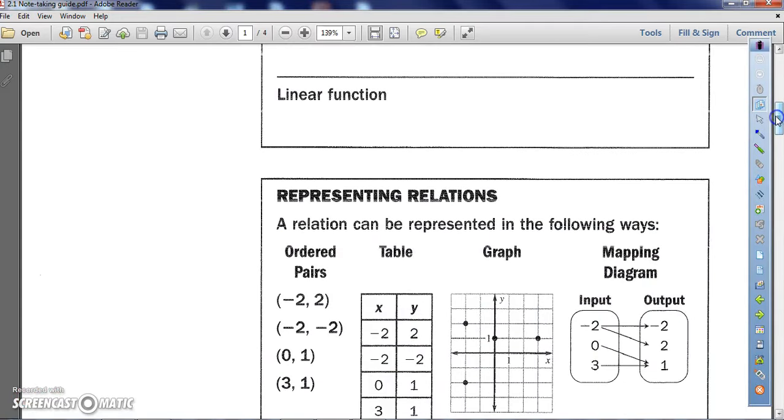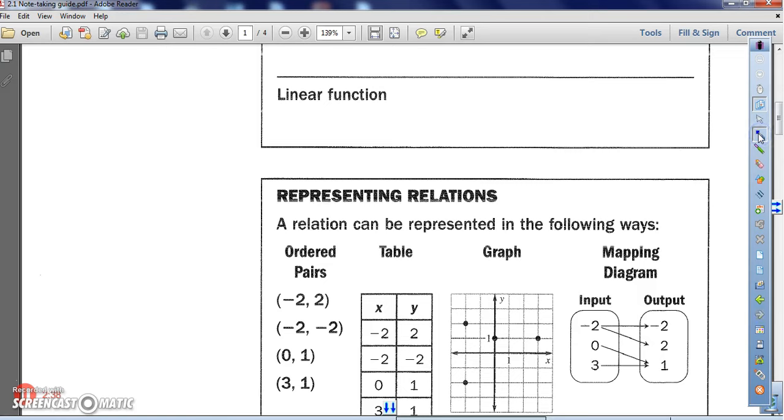Oh, linear function. Finally here, a linear function is one that looks like y equals mx plus b when you get the y by itself. Another way to describe that is that the graph is a line. So those are some definitions of a linear function.